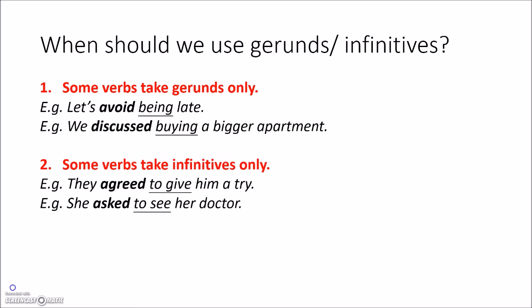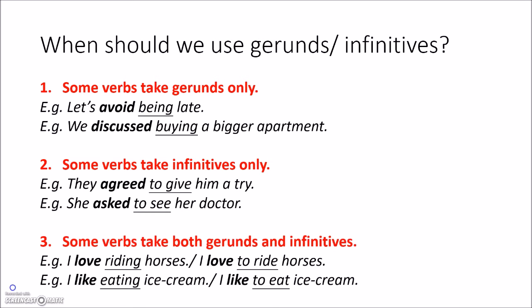There are also some verbs that take infinitives only. For example, the verb agree. We must say, they agreed to give him a try, instead of they agreed giving him a try. There are also some verbs that take both gerunds and infinitives. For example, you can say I love riding horses, or you can say I love to ride horses.